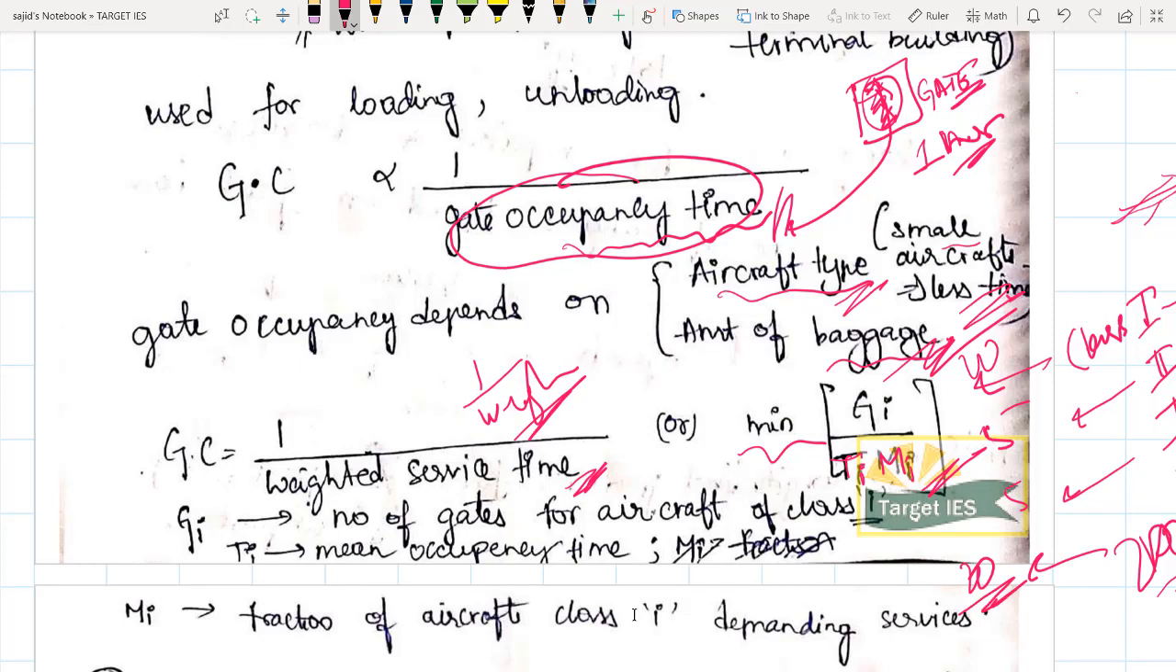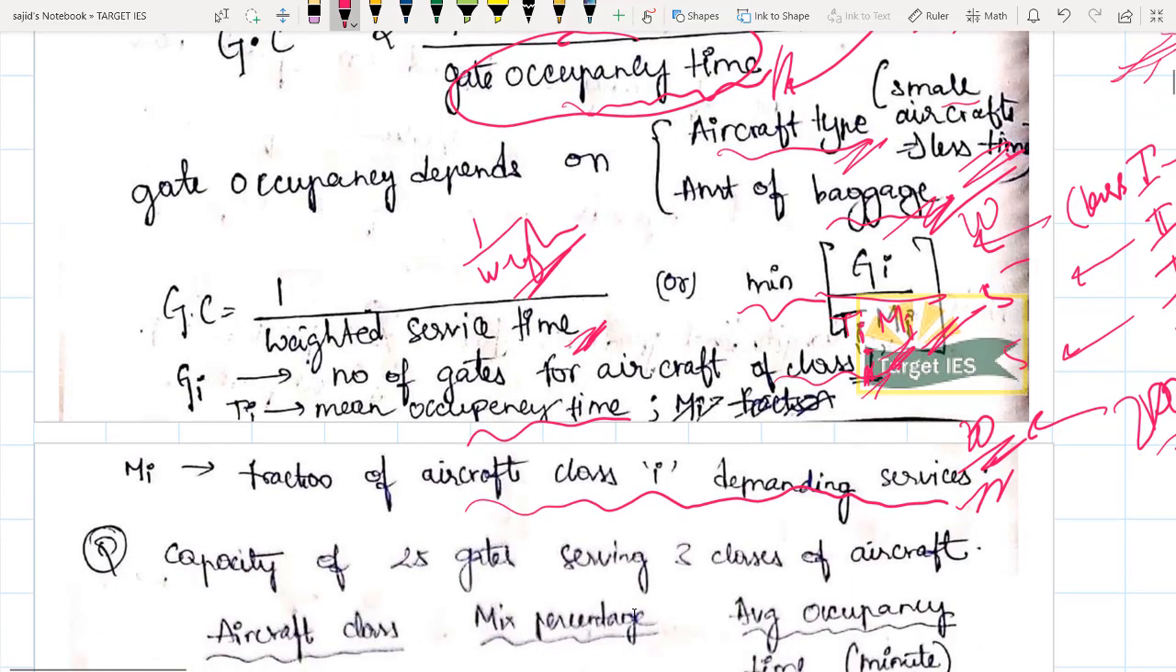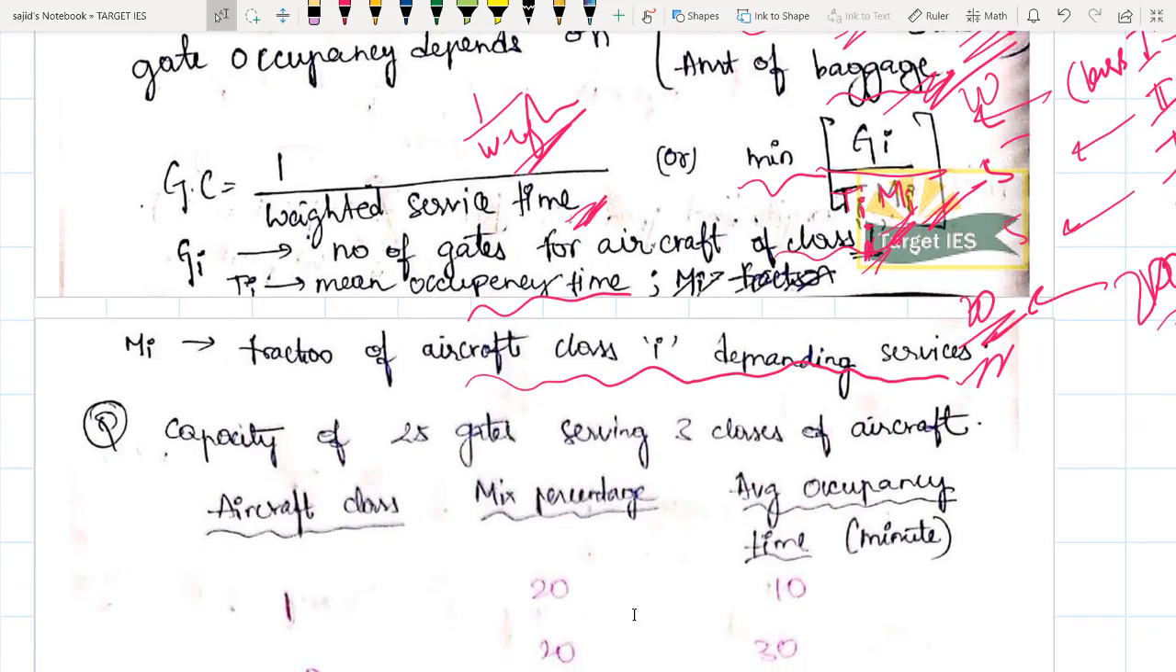I hope you are getting it right. So each type of aircraft will have its own gates designated for that. So the number of gates for aircraft of class i, it could be class 1, class 2, class 3 or class 4, is divided by Ti. Ti is the mean occupancy time and Mi is the fraction of aircraft of class i demanding service. Those which demand service, that will be your Mi.